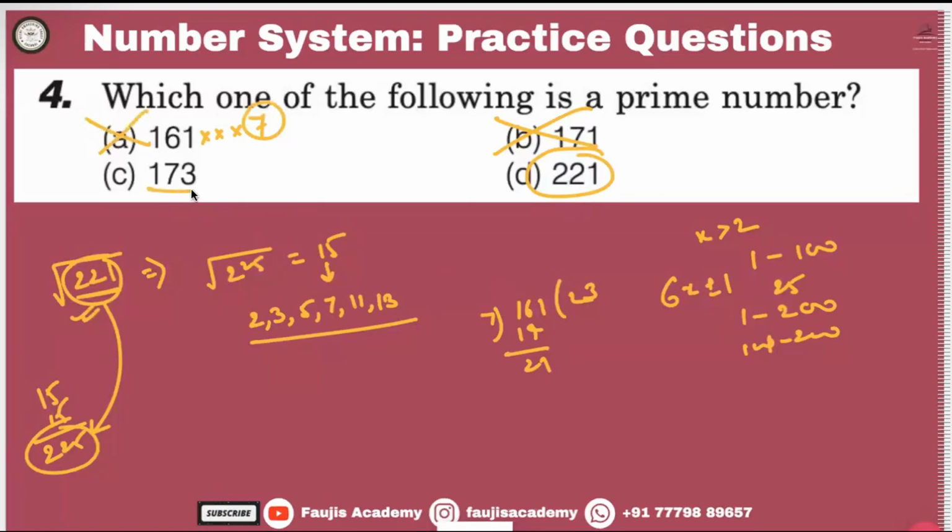Now we'll check this 173 as well. Divisible by 3? No. 2? No. 5? No. Is it divisible by 7? 7 into 2, 14, 43? No. Okay. Is it divisible by 11? No. Is it divisible by 13? No. So most probably this is going to be your answer.